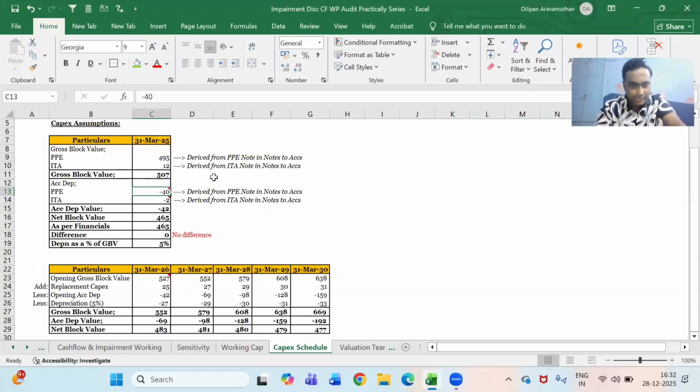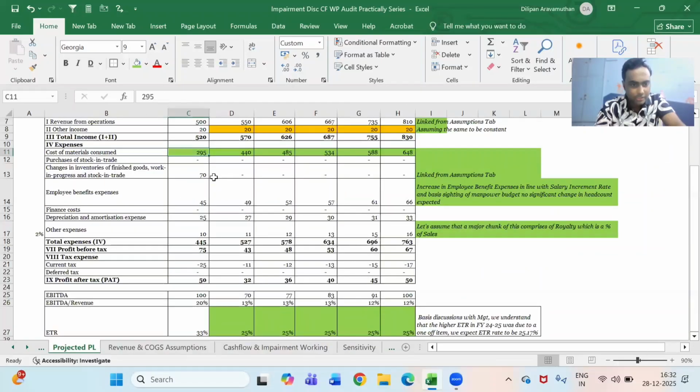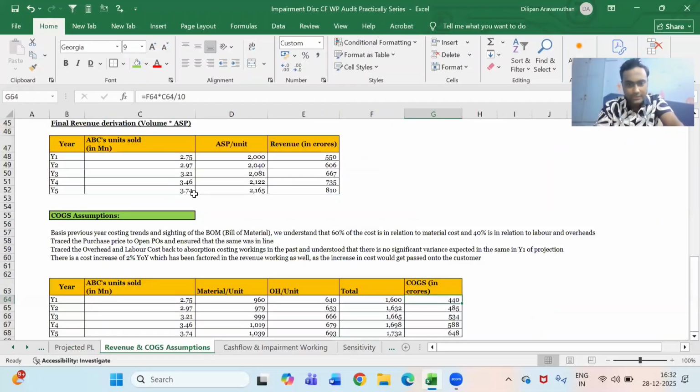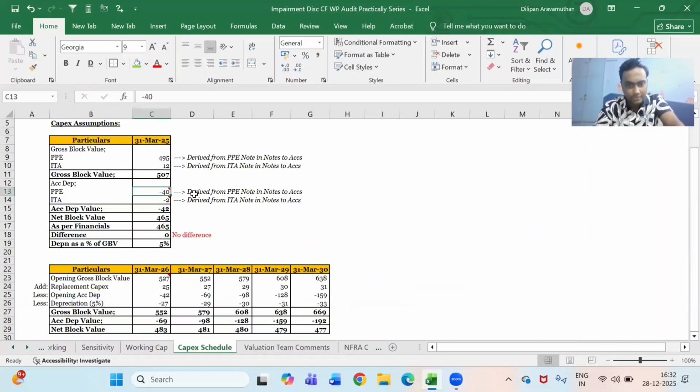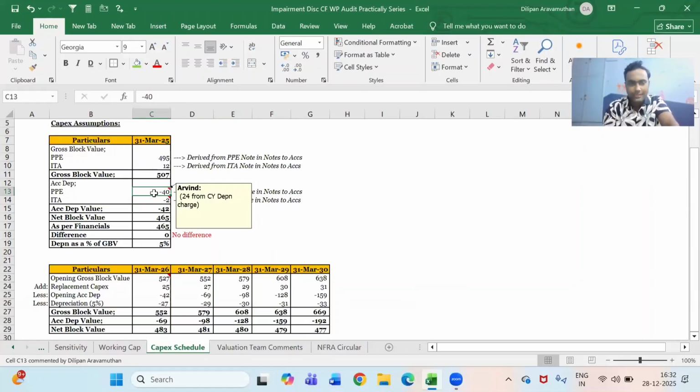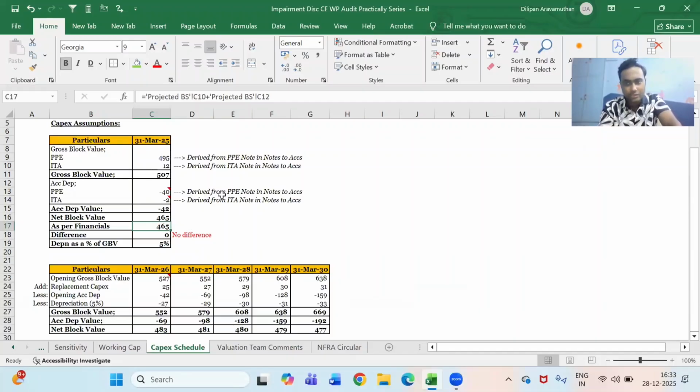If I come to the P&L here, you see that there is a depreciation and amortization expense of 25. Out of this, I have stated that 24 is in relation to PPE and 1 is in relation to intangible assets. Out of this accumulated depreciation, 24 is the current year depreciation charge, which would mean that 16 would be the opening accumulated depreciation and 24 the current year charge. Similarly, for intangible assets, 1 would be the opening and 1 would be the current year charge. So the total accumulated depreciation would be 42, yielding a net block value of 507 minus 42, 465. As per the financials, it comes out to 465. So the difference is 0. The net block is tying out, no concerns at all.